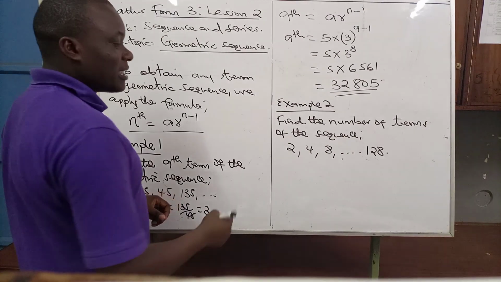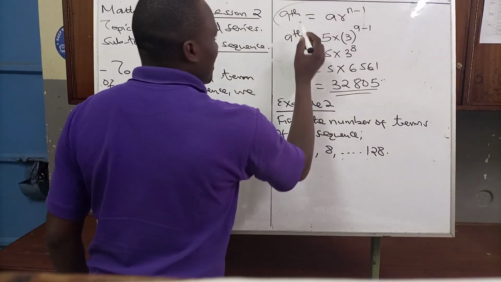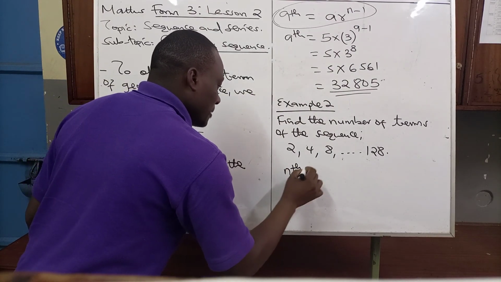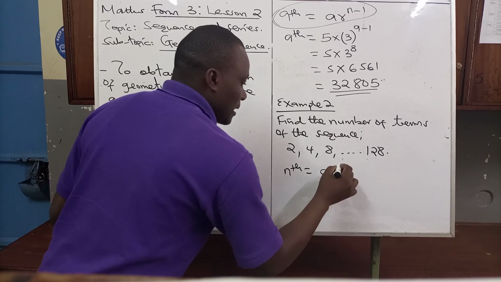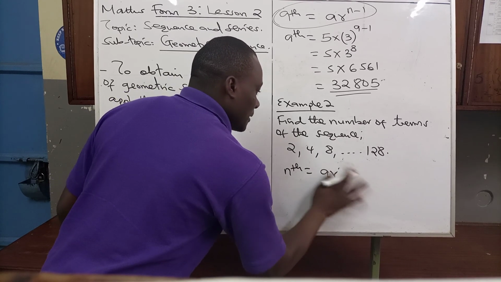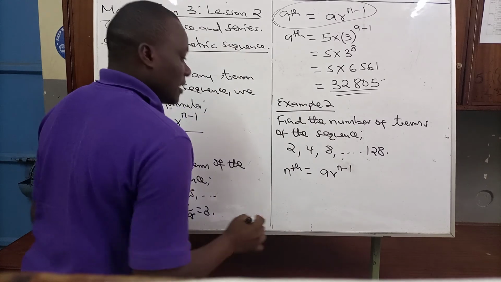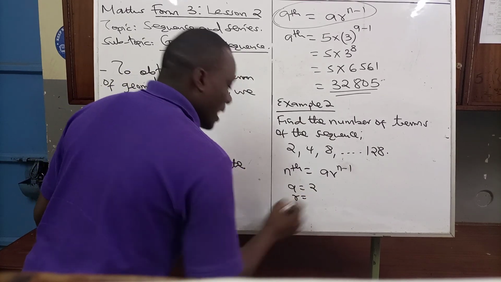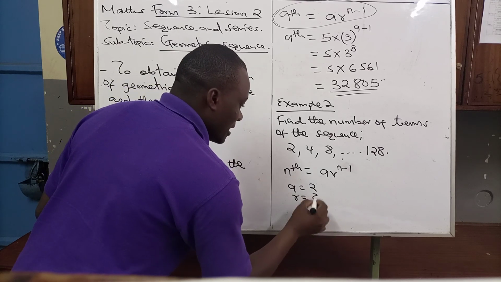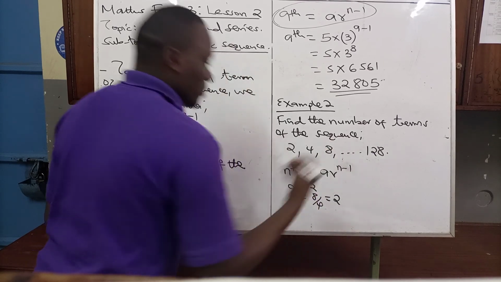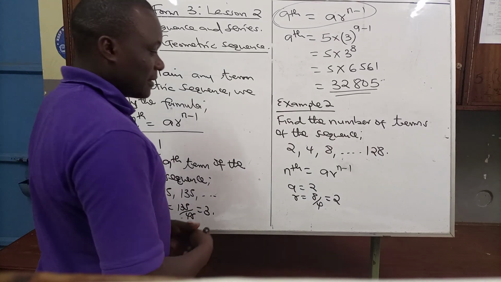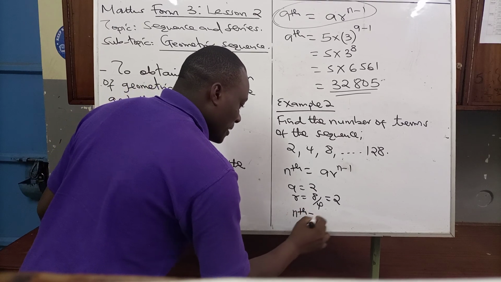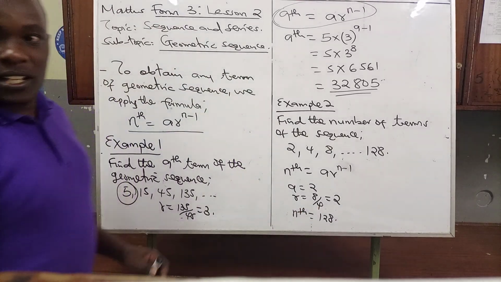So for us to be able to get the number of terms, we will apply the same formula of getting the nth term, which is nth term is equal to AR raised to power n minus 1. So do we have the value of A? Yes, it is 2. Do we have the value of R? No, but we can obtain it by taking 8 divided by 4, which gives you 2. Next, do we have the last term? So our nth term here will be the last term, which is 128.